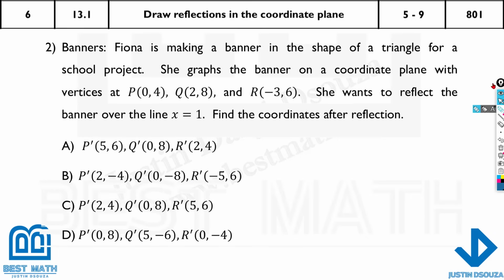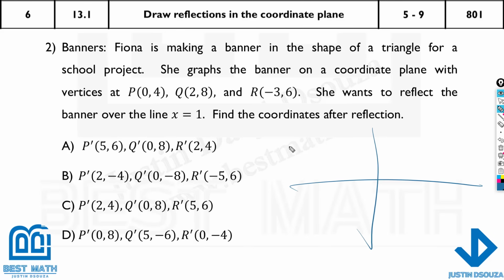Now we have banners. Fiona is making a banner in the shape of a triangle for a school project. She graphs the banner on a coordinate plane with vertices P, Q, R. She wants to reflect the banner over the line x = 1. Find the coordinates after reflection. See, I'm not going to draw the whole triangle. It's not a writing exam, choices are given. So focus on one point at a time.